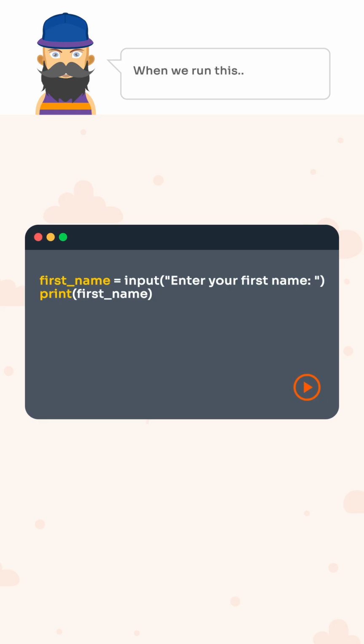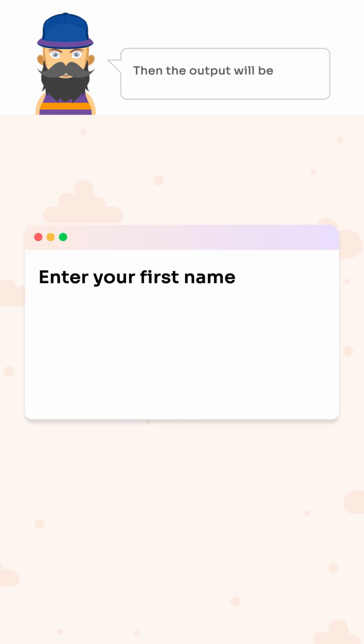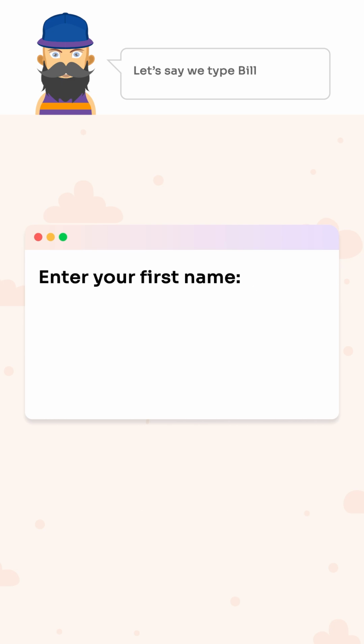When we run this, then the output will be the prompt. Let's say we type Bill. Once we press enter, Bill will be printed as the output.